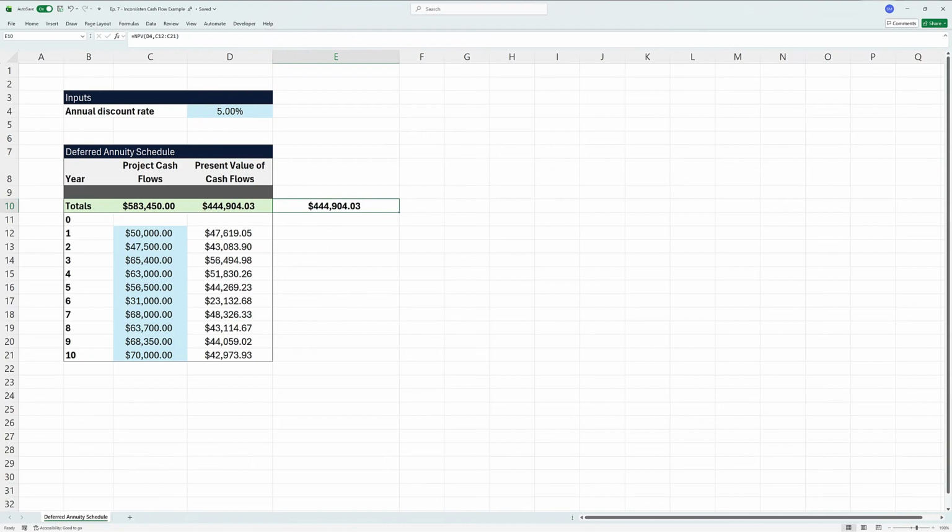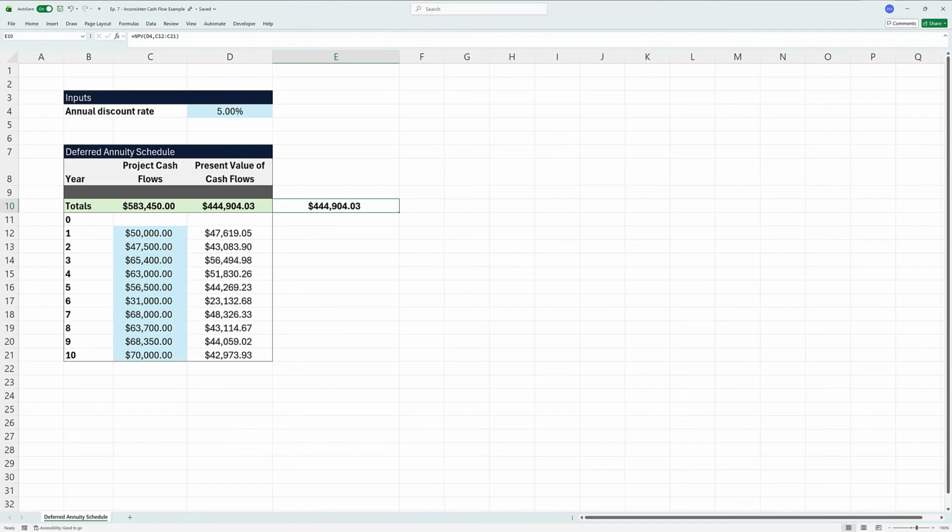$444,904.03 result. Just keep in mind that Excel's net present value function assumes the first cash flow occurs at the end of the first period, which matches our setup here. So if we believe this business will generate the projected cash flows and we require a 5% annual return, we'd be willing to pay $444,904 today. That price reflects the present value of $583,450 in this stream of projected nominal cash flows over the next 10 years.